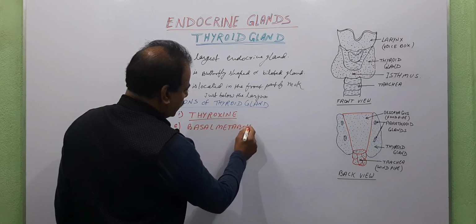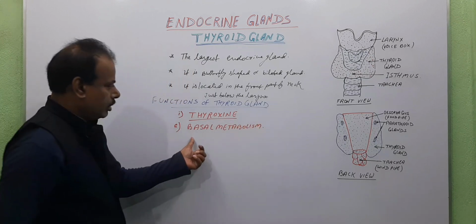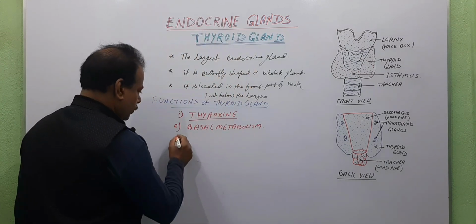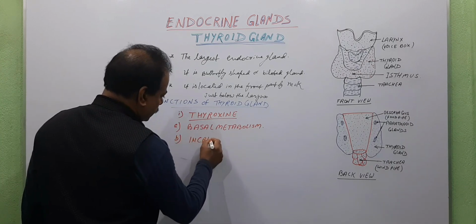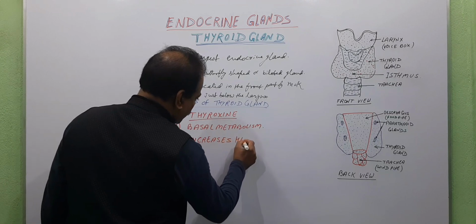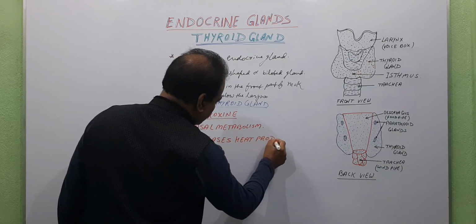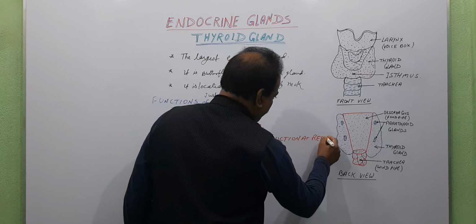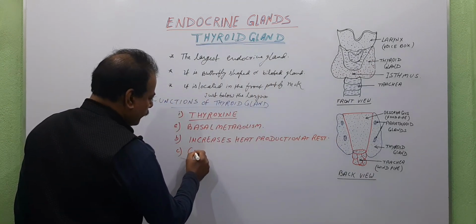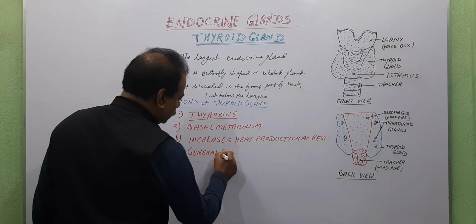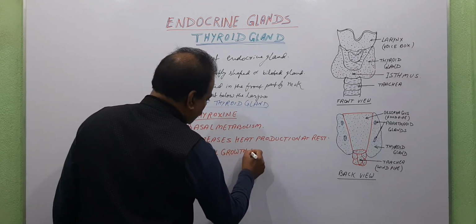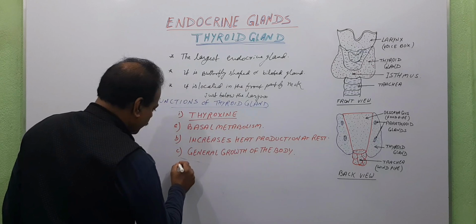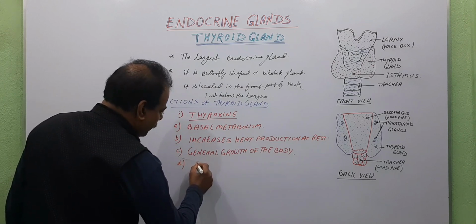Number 2, it increases heat production at rest. It is the second function. Number 3, it helps in general growth of the body. It is the third function. Number 4, it helps in mental development.